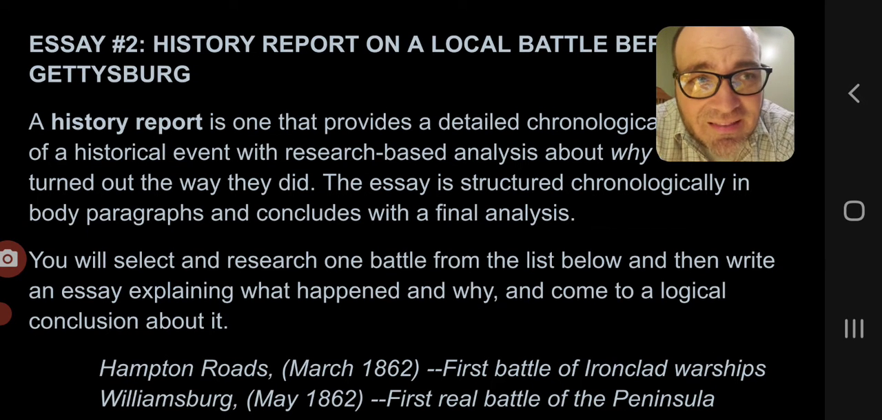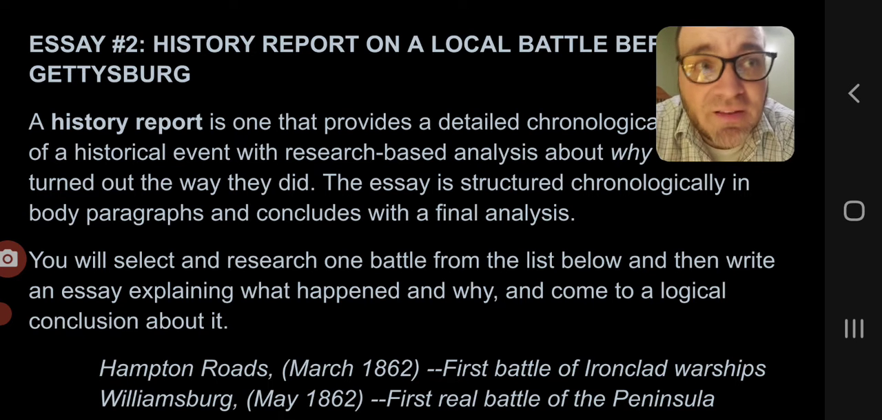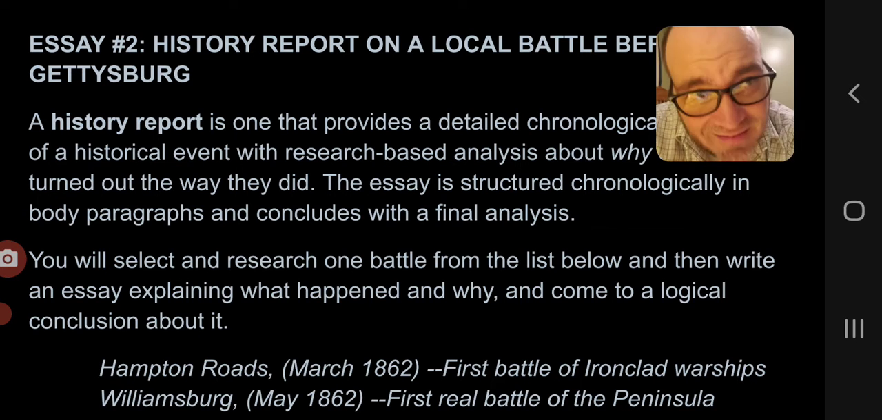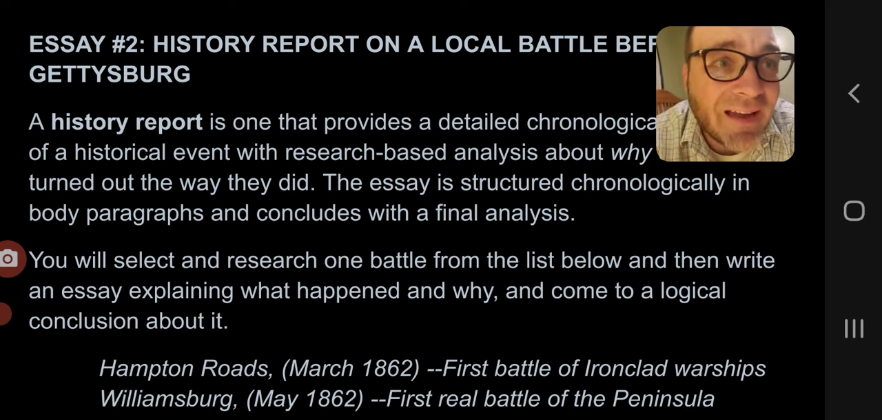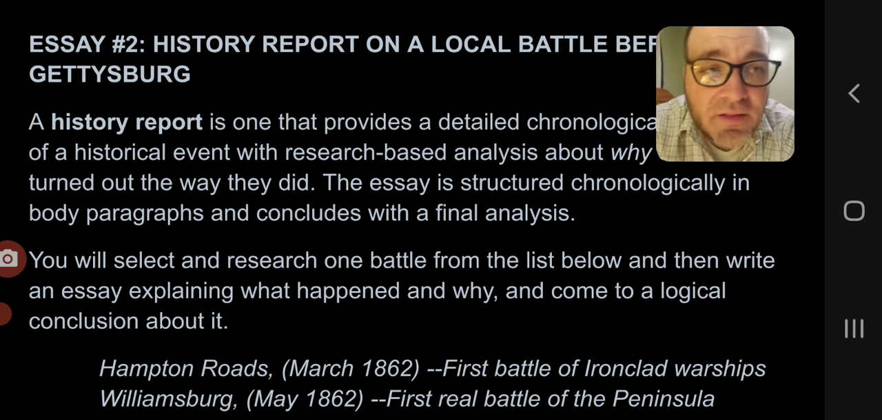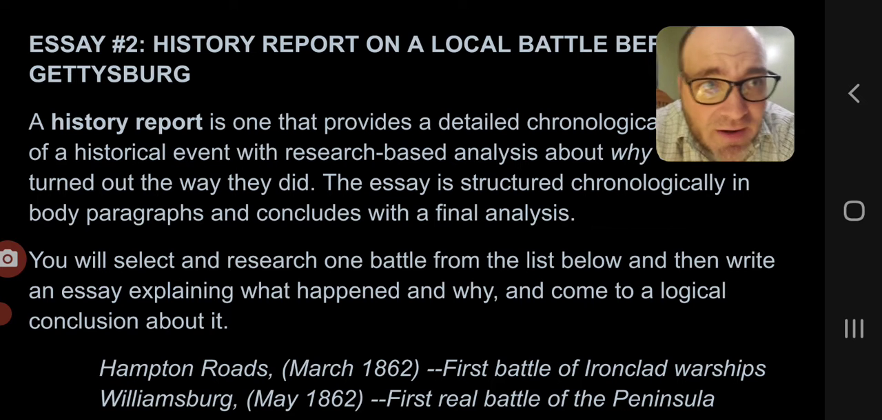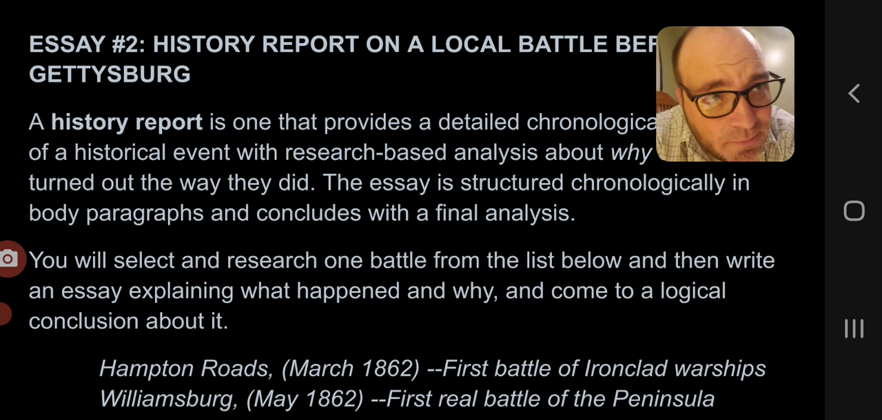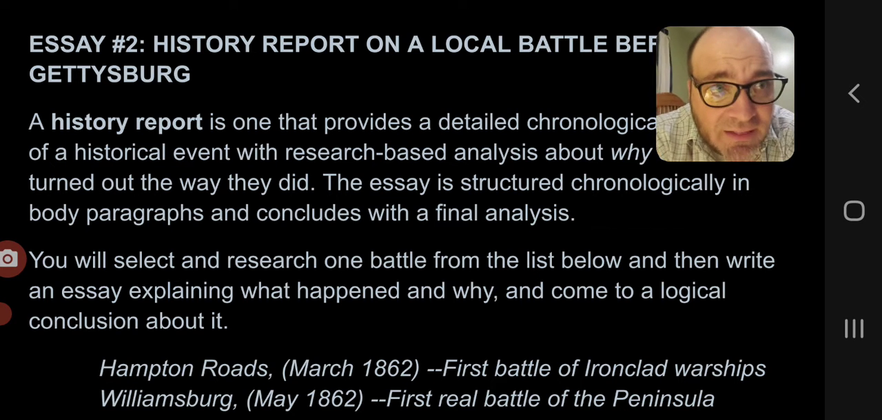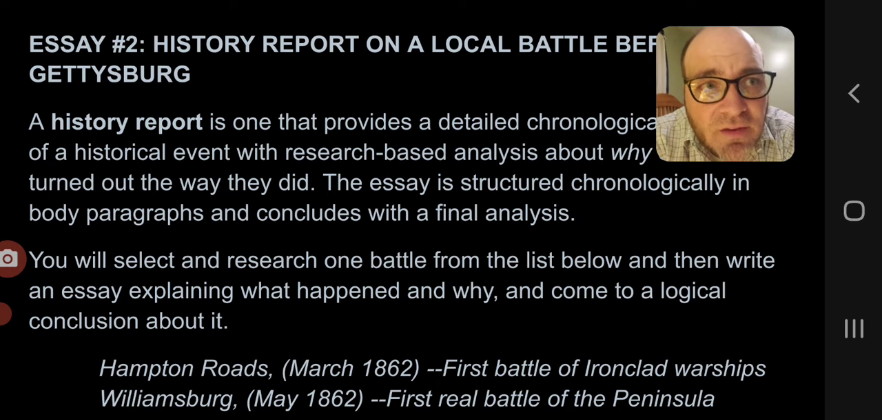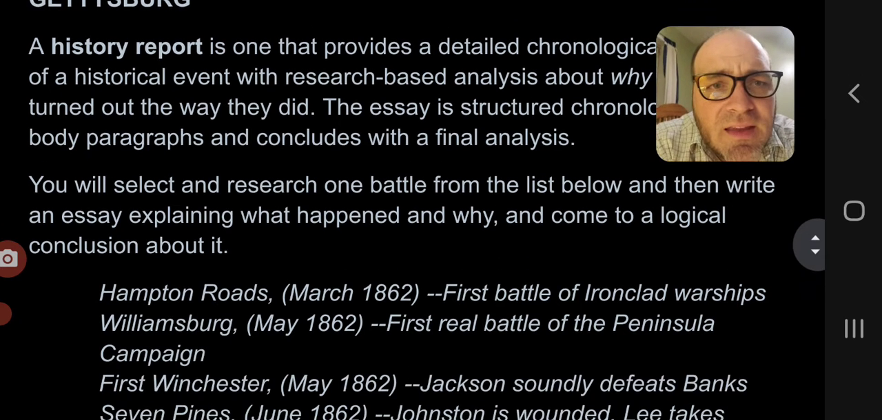So you will select and research one battle from the list below. And at the end of the list, it's like pick something else if you want to. You just have to clear it through me. If you're picking something that's not on the list, I need to know so I can make sure that there's enough there for you to write about, or that it's not too big for you to write about. Like, I didn't put the 7 days battles on here because it's too much to write a little paper about. So there are some that I left off because they're too big, and some that I left off because they're too small. So here are some options.